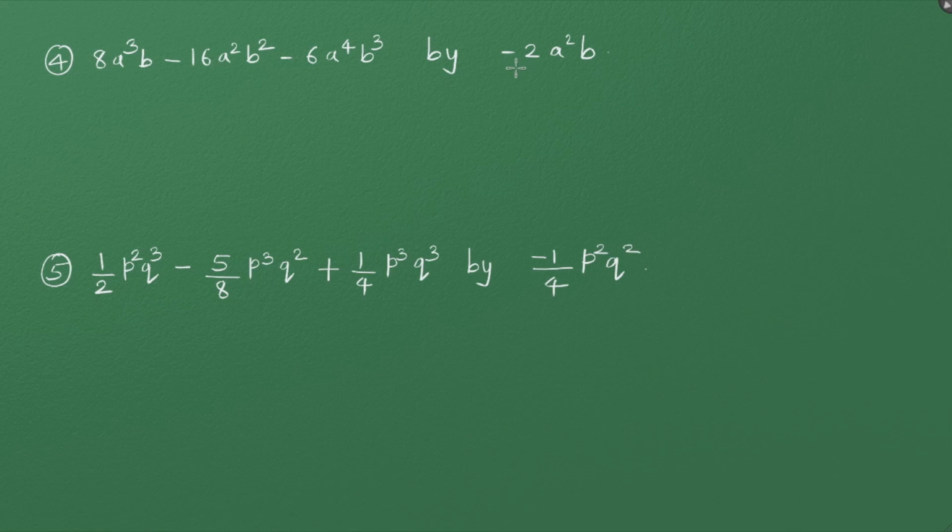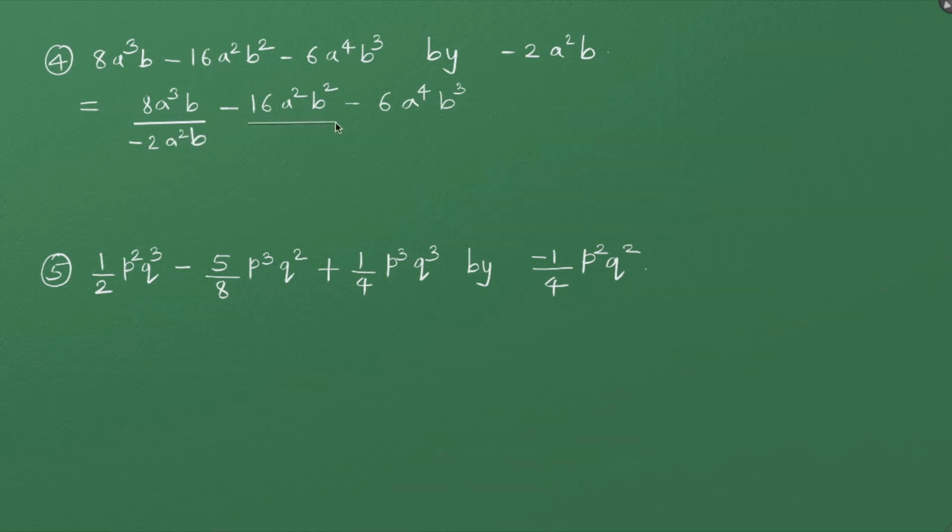by minus 2a square b. So dividing each term of the polynomial by the given monomial. So I am writing the polynomial first, then dividing the first term of the polynomial with the given monomial, that is minus 2a square b. The second term also with minus 2a square b. The third term with minus 2a square b.